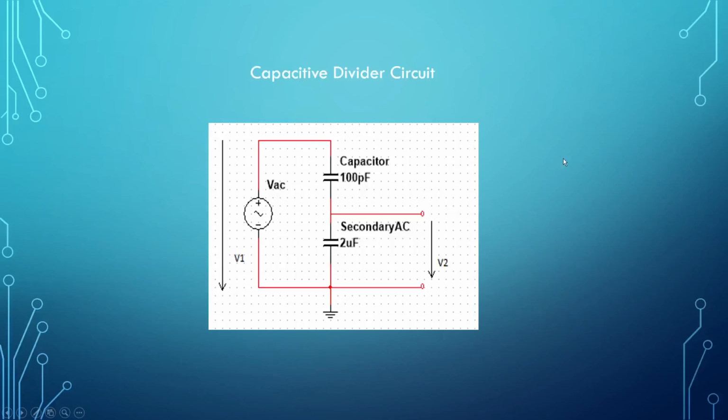So I will continue with the capacitive divider circuit, which is the answer for question 2.4. As you can see here, we use the measuring capacitor of 100 picofarad and the secondary AC device of 2 microfarad, and the connection is in series. Since the measuring probe only allows 7 VRMS, this is the suitable capacitive divider circuit, as you can see here.